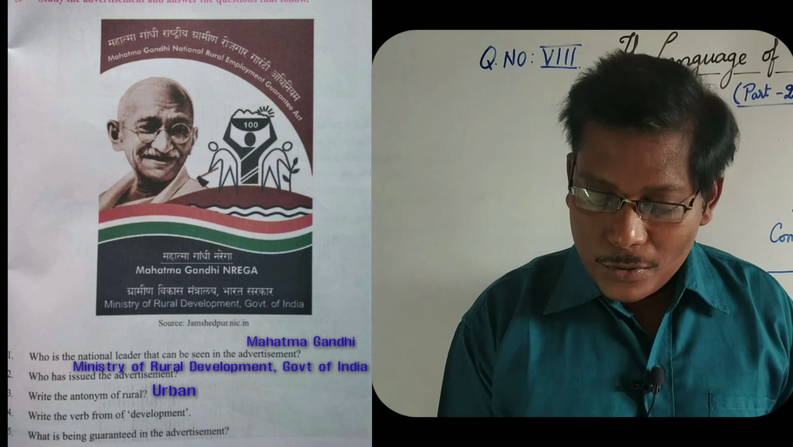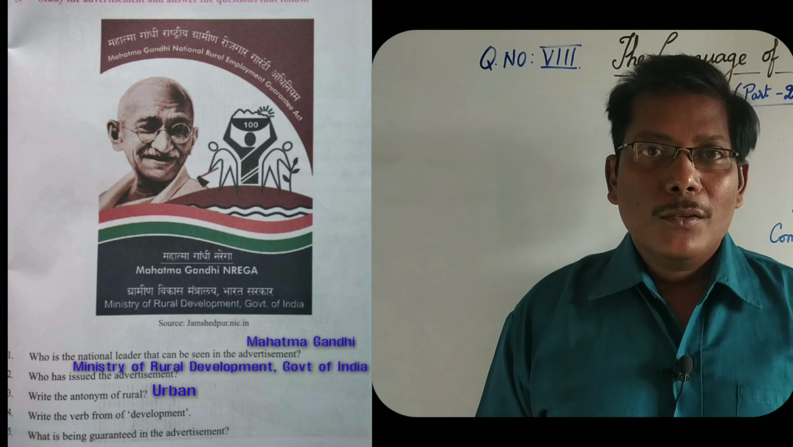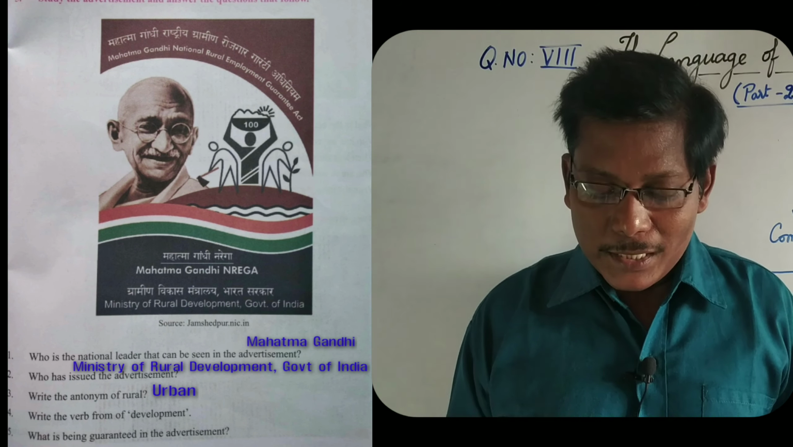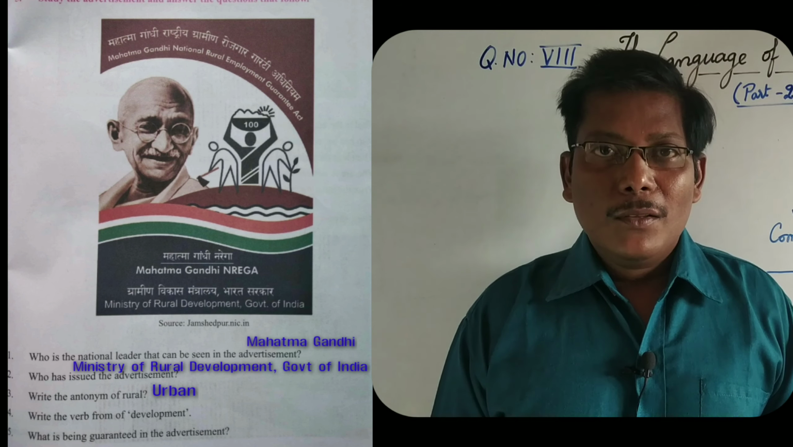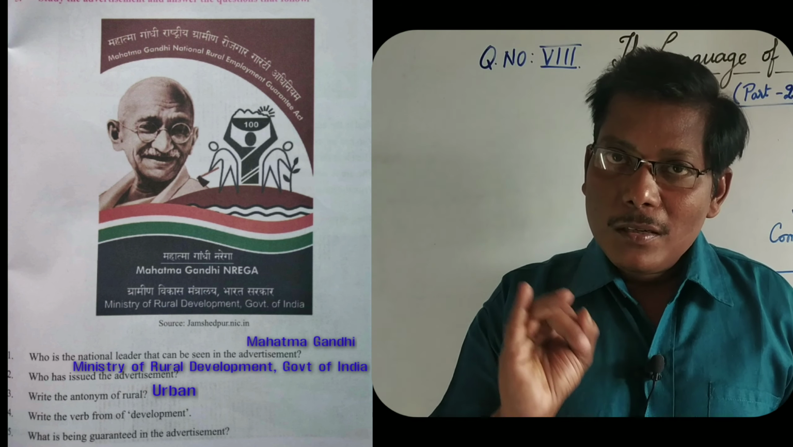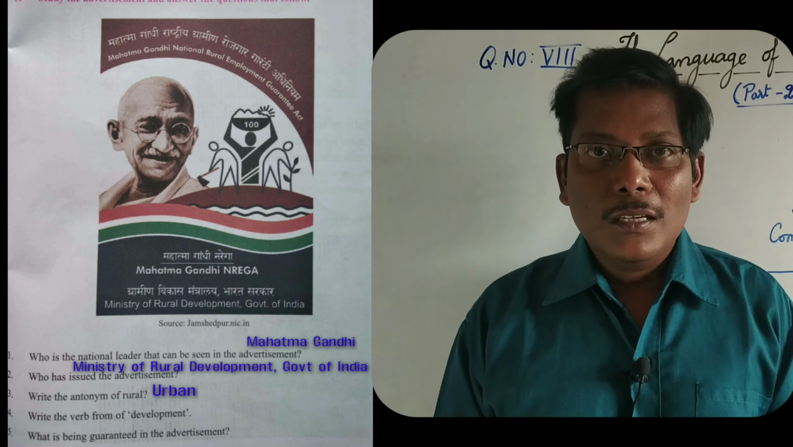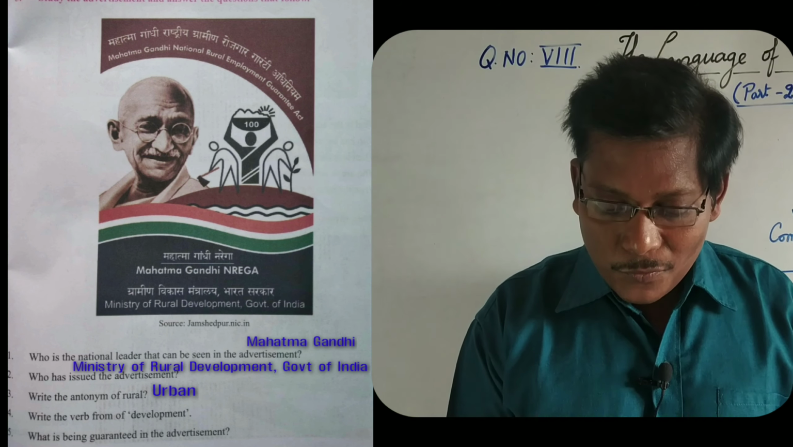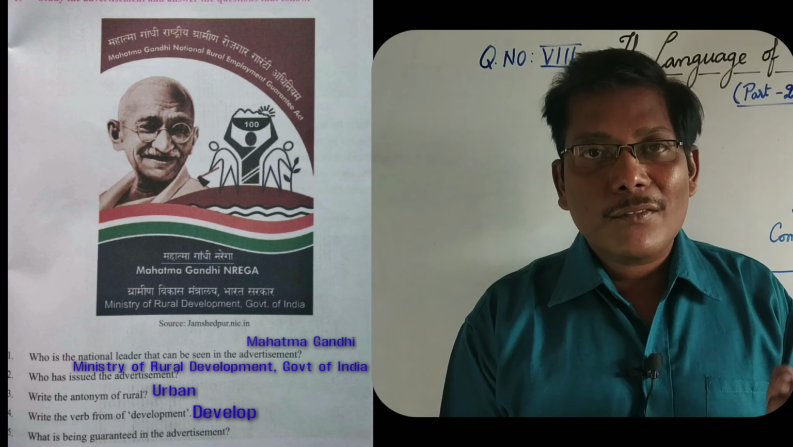Now you see the next question. Write the verb form of development. So we need to write the verb form of development. Obviously this is develop. Develop, developed, developed. This is the conjugation of the verb develop. So the verb form of development is develop.